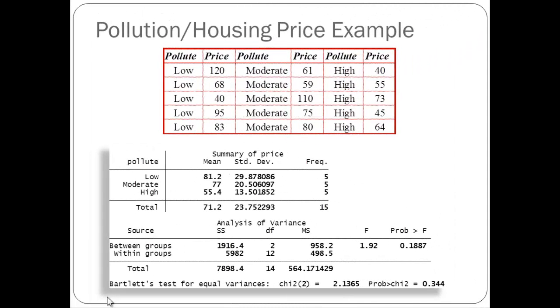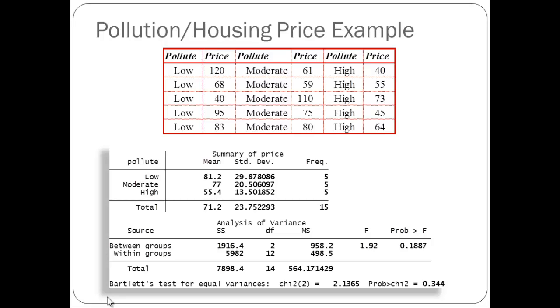Here's our last example. Again, a very small, easy one to calculate, but I decided to show you this one in Stata again so we could make certain that we understand the statistical output. In this example, we've got a set of housing prices for houses that are located in areas that have low pollution, moderate pollution, or high pollution. And we're asking the question, is the average price of housing equal to each other depending upon the level of pollution? That is, are houses that are sold in high pollution areas roughly the same price as those in low pollution areas?